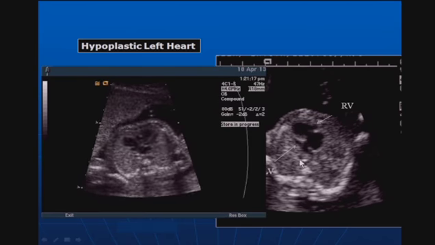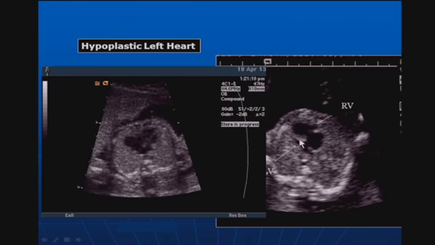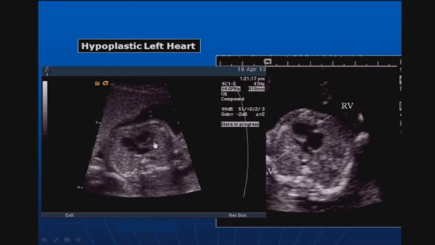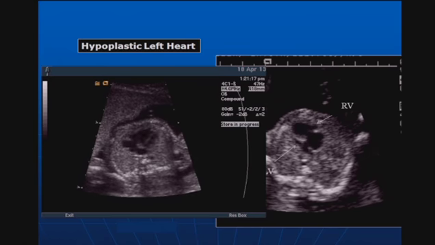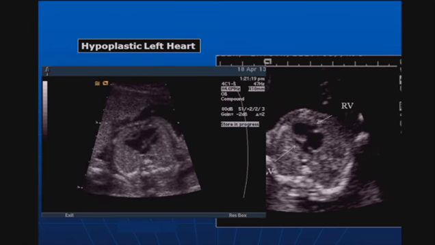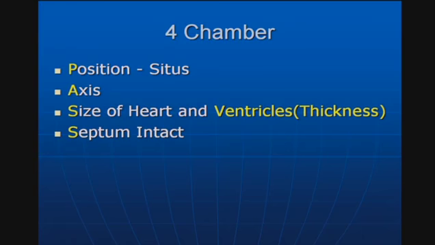On the other hand, we have in this case hypoplastic left heart, where the left ventricle in one case is much smaller, and in this case in real time, left ventricle is much smaller than the right ventricle. These cases we must recognize because they're hypoplasia not only of the left ventricle, but the left atrium and the aortic outflow tract. We're going to next look at the ventricles in terms of the thickness of the ventricle.